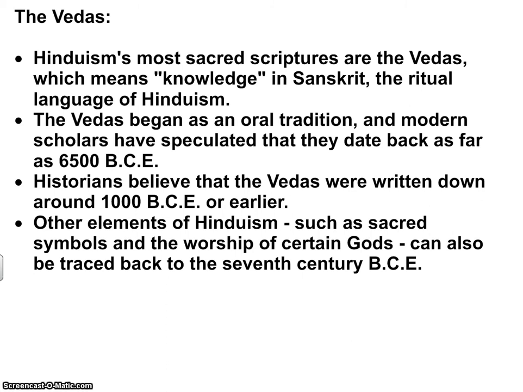The Vedas began first as an oral tradition before there was a writing system, and modern scholars have speculated that they date back as far as 6500 BCE or 8,500 years ago. Historians believe that the Vedas were written down around 1000 BCE or earlier. Other elements of Hinduism, such as the sacred symbols and the worship of certain gods, can also be traced back to the 7th century BCE. So again, to 8,000, 8,500 years ago.